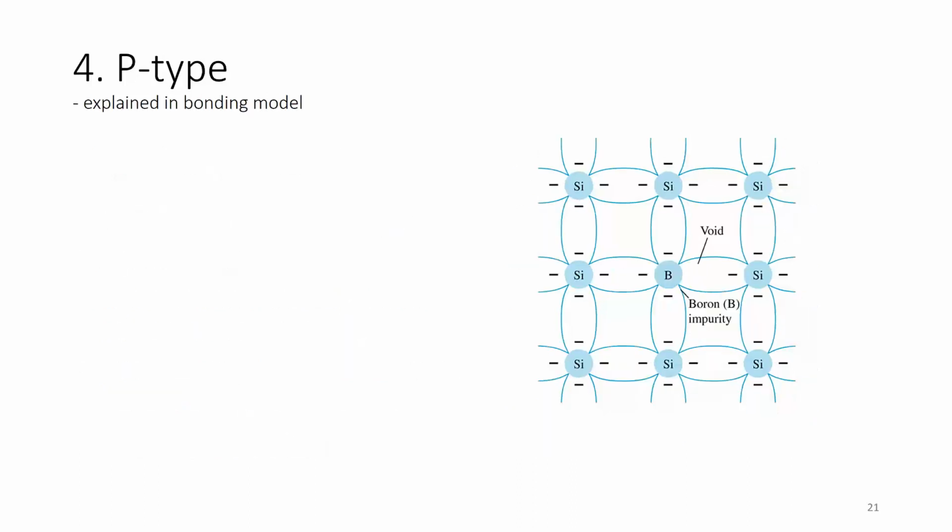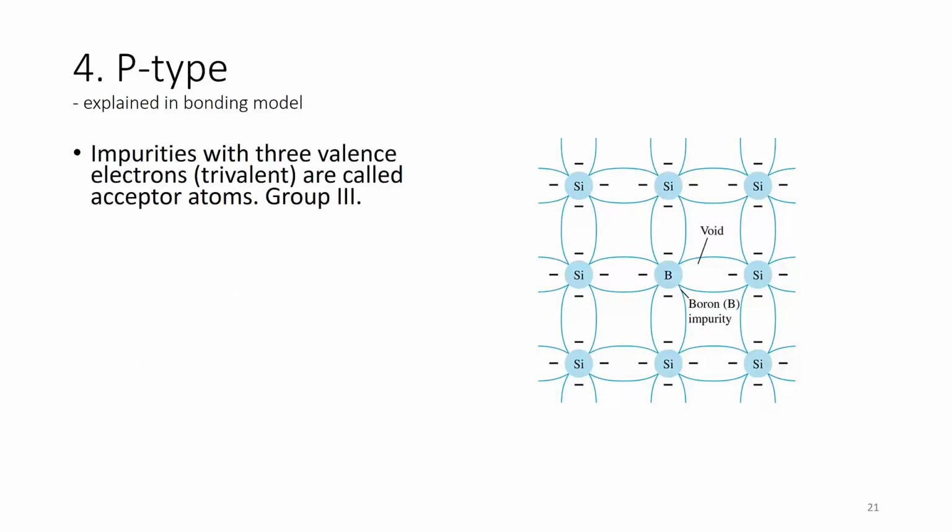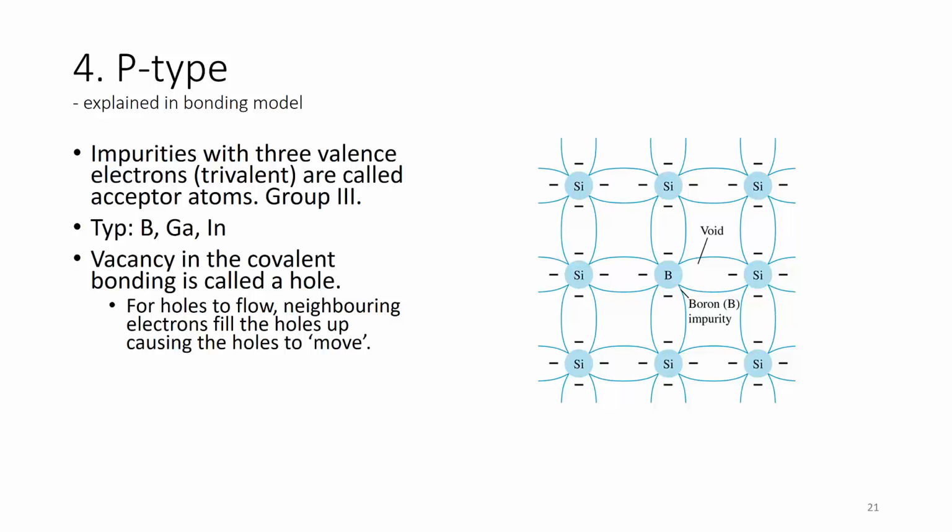So for a P-type, impurities with 3 electrons, or trivalent, are called acceptor atoms, and they come from group 3. Typical acceptors are boron, gallium, and indium. Here I have an example of a silicon material with boron introduced. Boron has 3 electrons, and one of these locations is void. A vacancy in the covalent bonding is called a hole. For holes to flow, neighboring electrons fill the holes up, causing the holes to move. So they're like free moving positive charges.